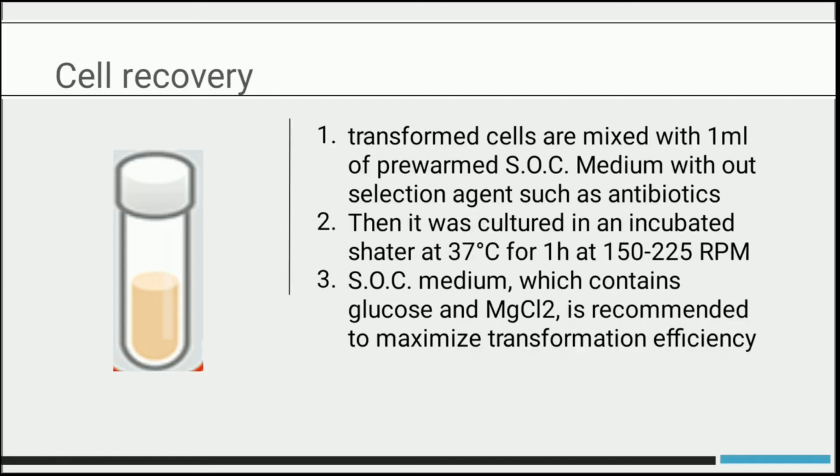The third step is cell recovery. The transformed cells are mixed with 1 ml of pre-warmed SOC medium with or without a selection agent such as antibiotics. Then it is cultured in an incubated shaker at 37 degrees Celsius for 1 hour at 150 to 225 rpm. The SOC medium, which contains glucose and magnesium chloride, is recommended to maximize transformation efficiency.